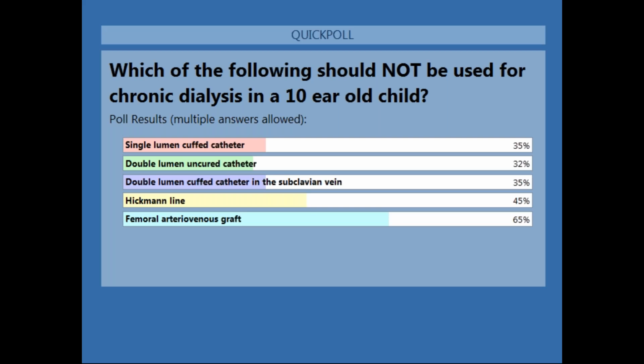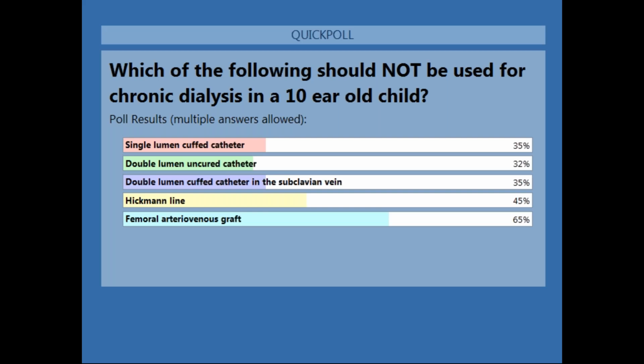This is, of course, US data, and the US data shows that over the last 2.5 decades, the use of a central line has increased to nearly 90%. The use of catheters and fistulas and AV grafts has dropped substantially.